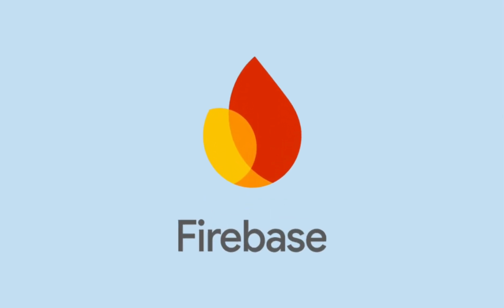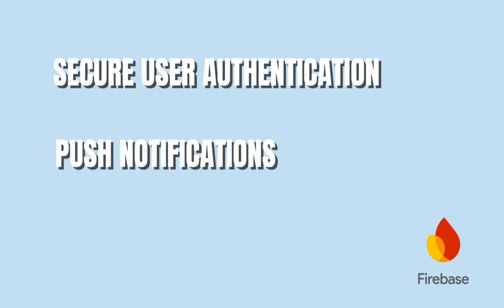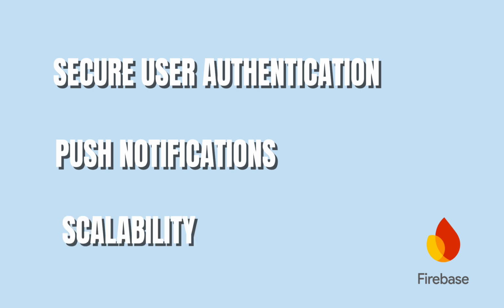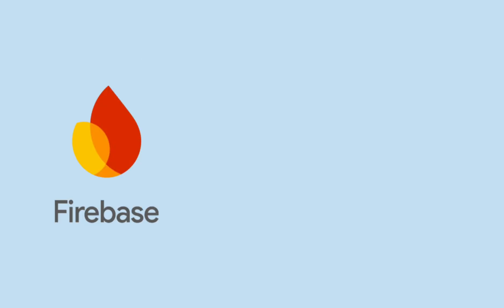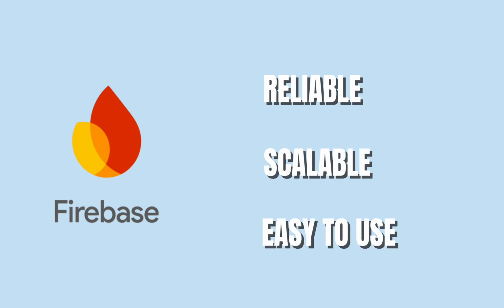We integrated Firebase to provide secure user authentication for personalized accounts, push notifications to remind users before food expires, helping them act before it's too late. And of course, scalability. As Wishlist grows, Firebase ensures our app can handle more users without compromising performance. Firebase ensures Wishlist is reliable, scalable, and easy to use, helping users save money and reduce waste effectively.